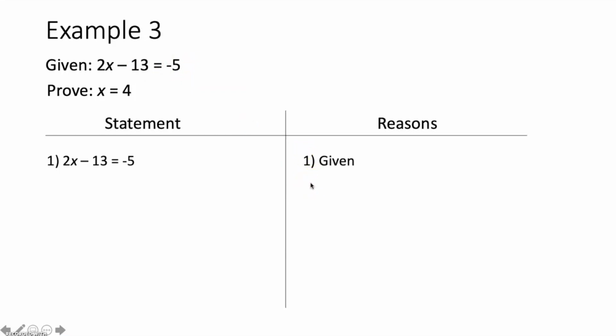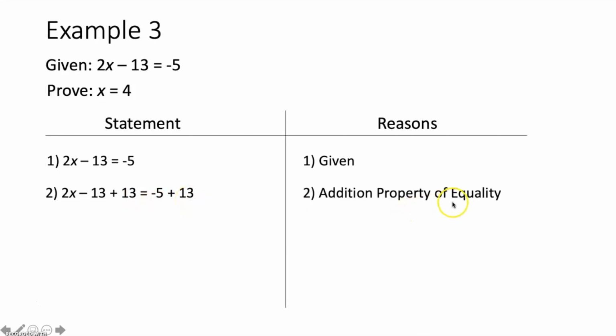Now we move on to step 2. How do I solve this for x? Because that's what we're trying to prove. X is equal to 4, so we got to get x by itself. How do we get x by itself? Well, since 2x minus 13 is equal to -5, to get rid of this -13, I'm going to add 13 to both sides of the equation. Anytime you do something to both sides of the equation, that's a property of equality. In this case, since you're adding 13 to both sides of the equation, that's the addition property of equality.